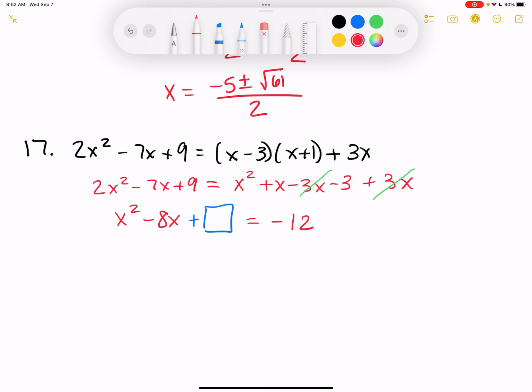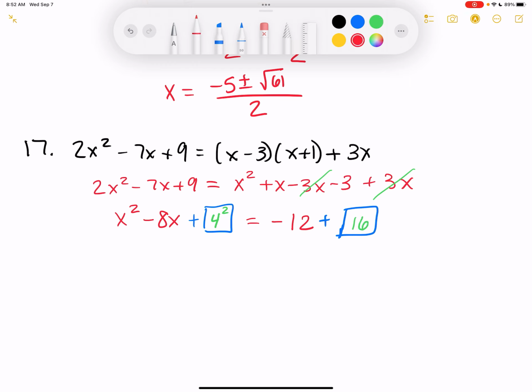I'm just going to go ahead and draw in the boxes here so I don't have to rewrite it again. Is it always a plus box? Yes, because the number's getting squared. So what goes in the box? Half the middle term squared: negative 4 squared, which is 16.